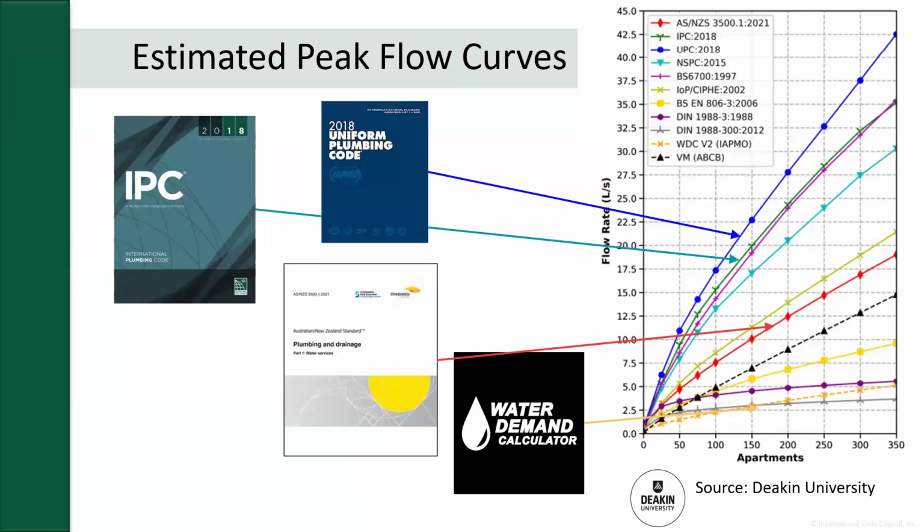This graph was developed by Deakin University in Australia. They're also doing research on this because water consumption is a very important aspect in Australia. They have a lot of arid areas there. So they wanted to see how the Australian peak demand curve compared to the other curves.